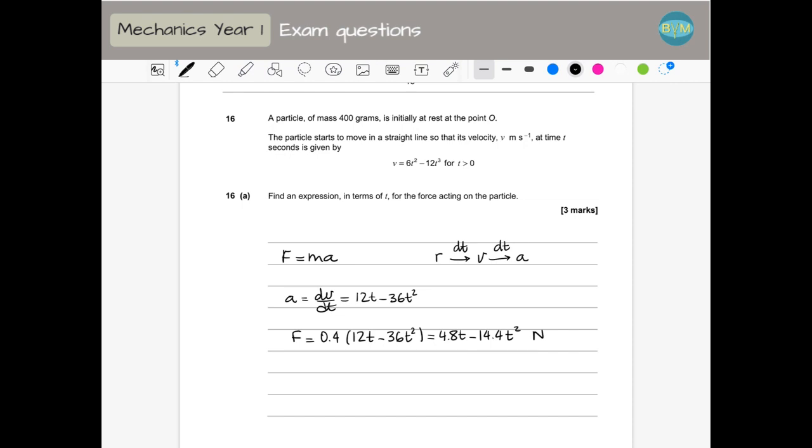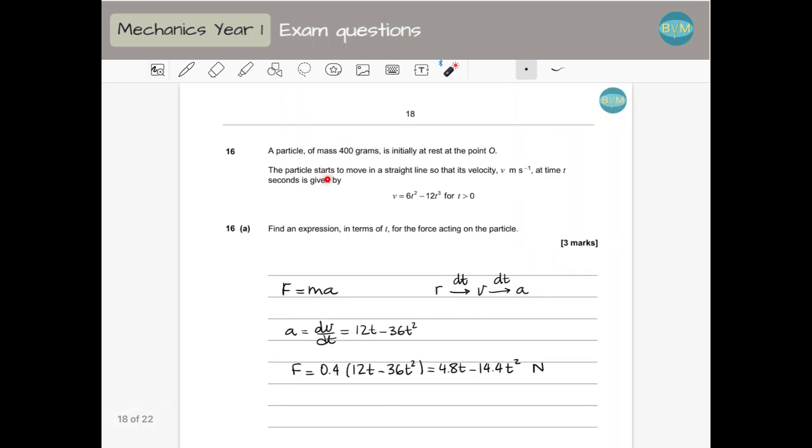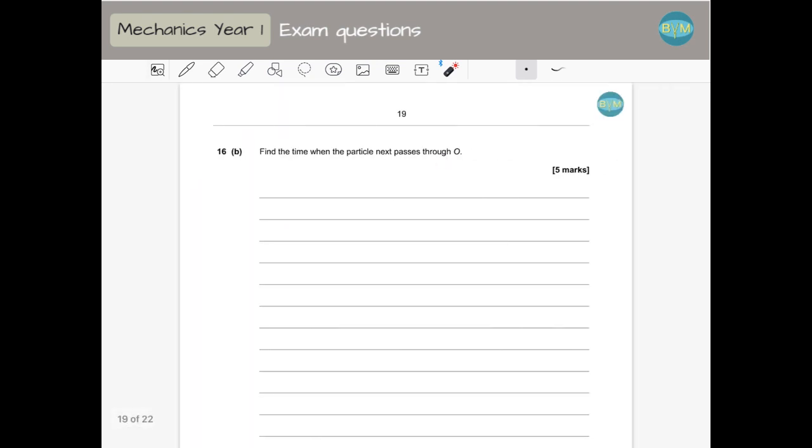And the next part, B, they say find the time when the particle next passes through O. It says at the beginning that the particle starts to move in a straight line and is initially at rest at the point O. So we need to know when the particle passes again through O. If we have a point O and the particle is moving from here somewhere else and back, we need to know when that happens. In that case, r, the position vector, is 0 again.